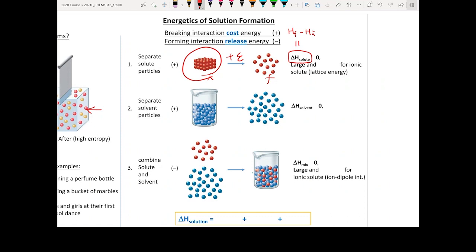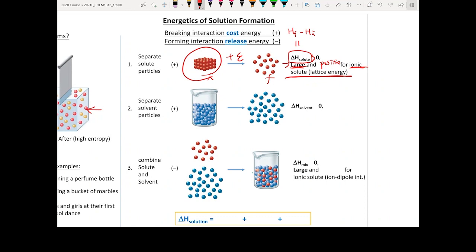So if you do this, enthalpy of the final minus enthalpy of the initial, this will be a positive number, right? Because the final state has higher energy than the initial. If you calculate the energy difference between the two, it should be positive. So this typically is large and positive for ionic solute.